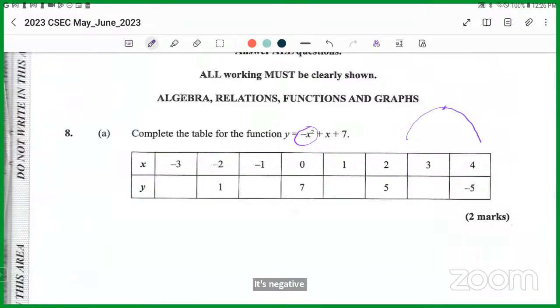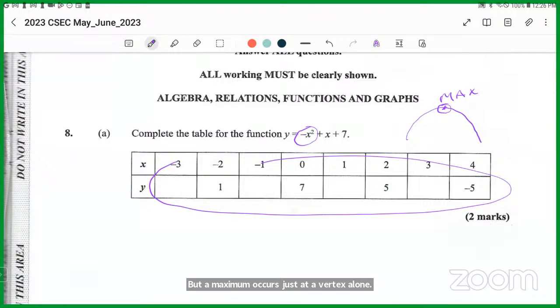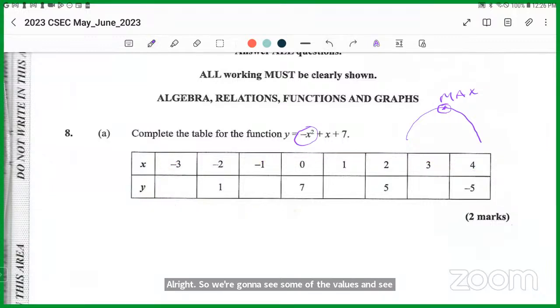And when it frowns, it has a maximum value. Remember, the maximum occurs just at the vertex alone. So we're going to look at some of the values and see if we can figure out where the vertex is. We also know that this is the y-axis intercept right here, which is at this point, because at this point the x value is 0. This is on the y-axis. So this corresponds to here. That is 0.07. We're going to have to put in a couple of other values and see if we can pick up the symmetry of it and show you.